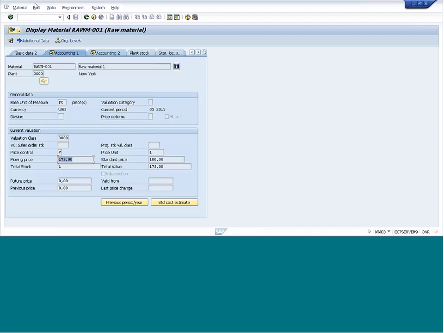Actually, here the scenario was something like this. We initially received material at the rate of 50 for raw material 001, through movement type 561. But what happens is, instead of receiving material 001, I should have received 002. So that was a mistake we made. So if I have to cancel it, how to cancel it? That was the whole idea.